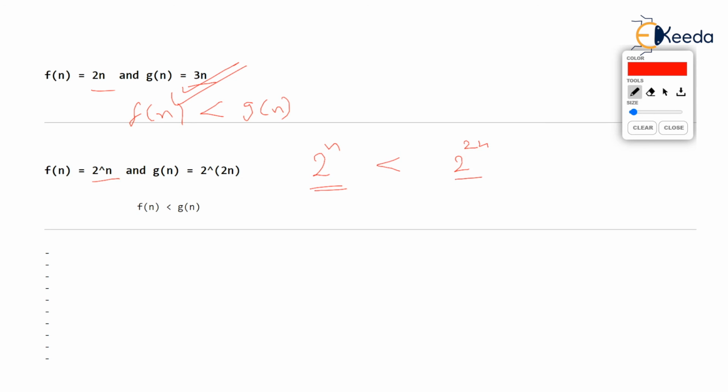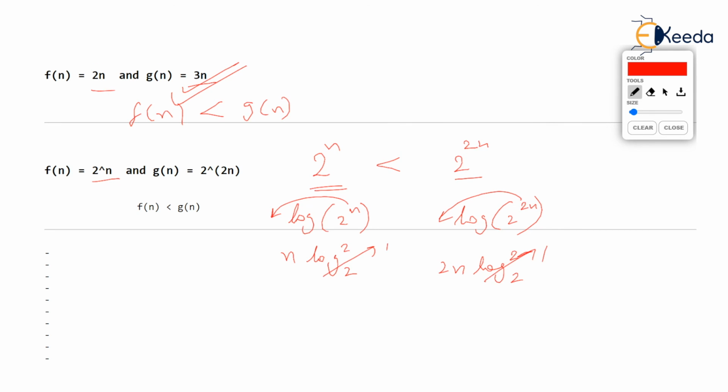But still, if you take log on both sides, you will get log 2 raised to n and log 2 raised to 2n. Using our property, the exponent comes down, isn't it? So you will have n log of 2 to the base 2 and you will have 2n log of 2 to the base 2. Anyway, log of 2 to the base 2 is 1. So you have n and you have 2n. Definitely n is less than 2n. So fn is less than gn, isn't it?